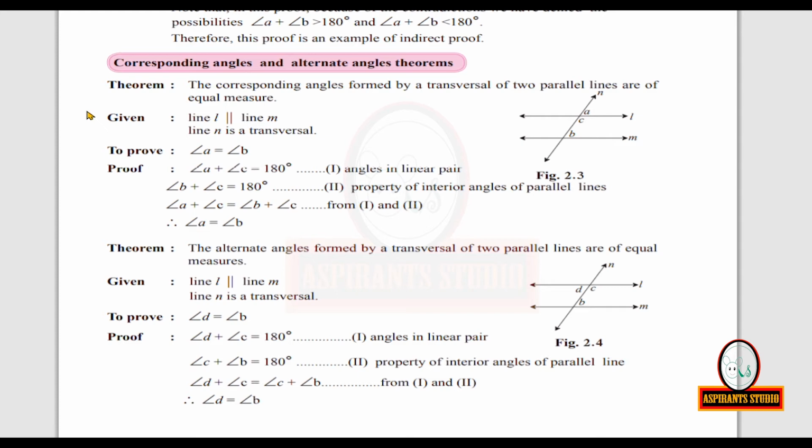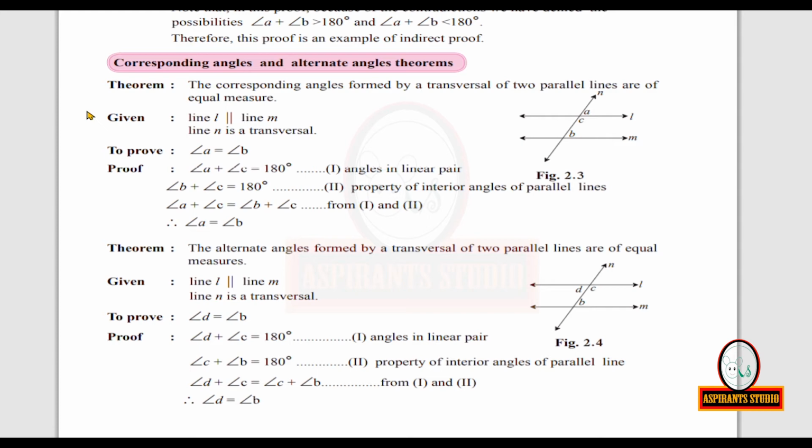So for the proof, you will look at angle A and angle C in the figure. They are angles in a linear pair. Angle A plus angle C is equal to 180 degrees. And by the property of interior angles of parallel lines, we have taken B.